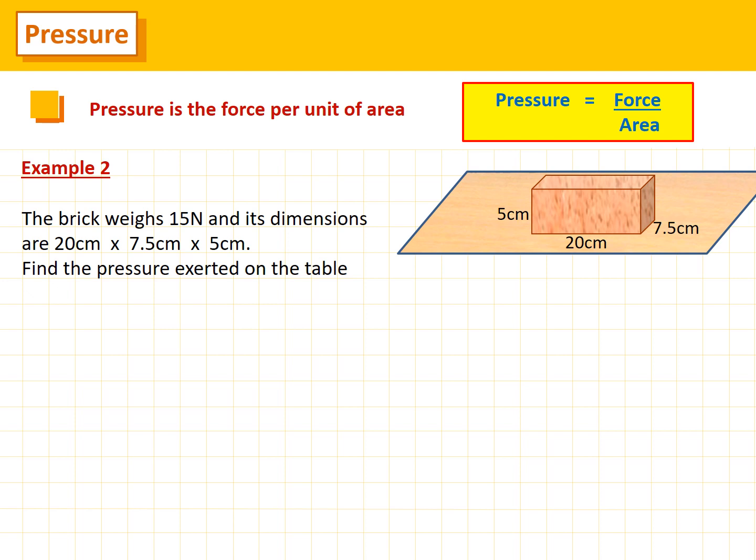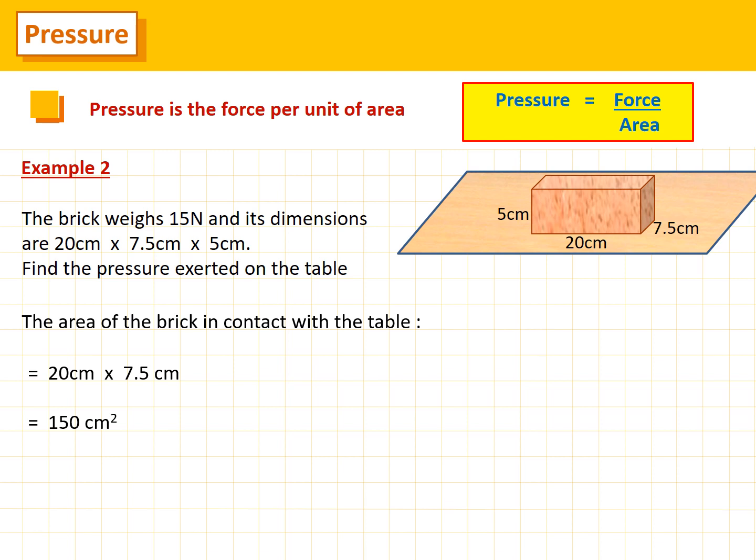In example 2, we're trying to find the pressure, but we're only given the dimensions of the brick. Therefore, we need to work out the area of the brick that is in contact with the table. And that area is 20 centimeters, which is the width of the brick, multiplied by 7.5 centimeters, because it's the base of the brick that is in contact with the table. So 20 centimeters times 7.5 centimeters gives us an area of 150 squared centimeters.